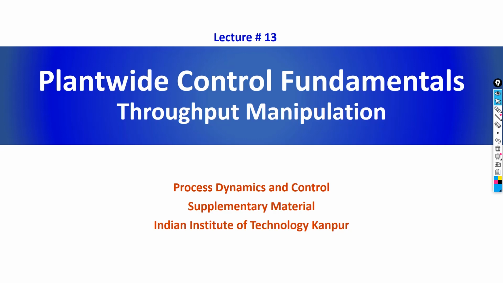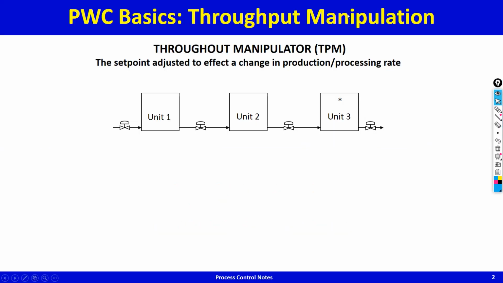Today we're going to talk about throughput manipulation. Throughput is synonymous with processing rate, feed processing rate or production rate. And every process must produce as per market demand, as told by the business, the management. So your production could be high in high demand season and production could be low in low demand seasons.